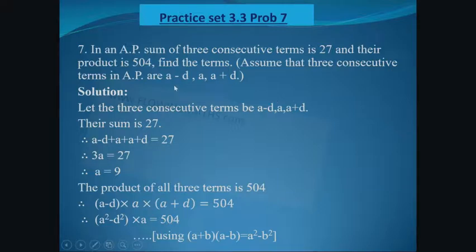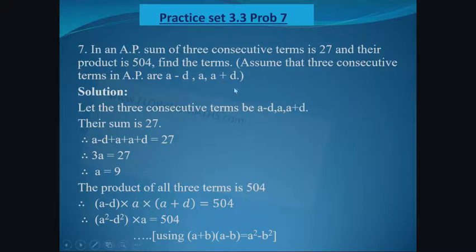So we will assume the 3 terms. There are 3 terms of an AP. The sum is given as 27. So let us assume they are a minus d, a, a plus d. So we know that this will be the AP because for a minus d to a, the difference is d. A plus d minus a, the difference is d. So this is following in an order.